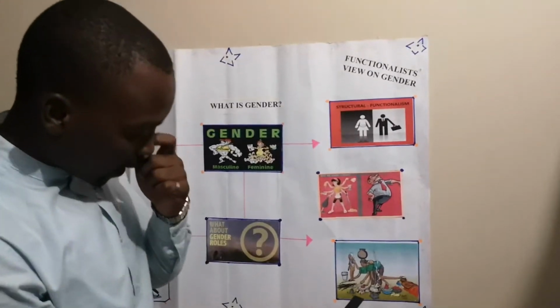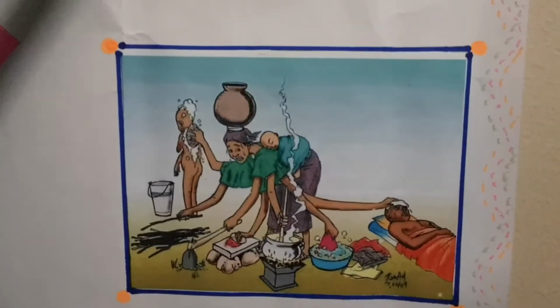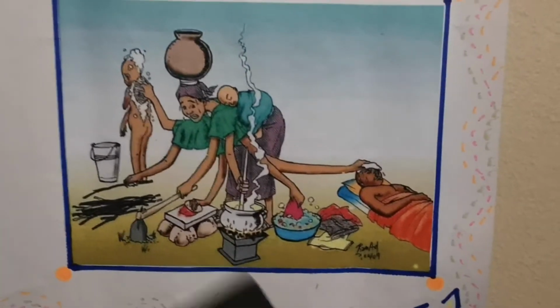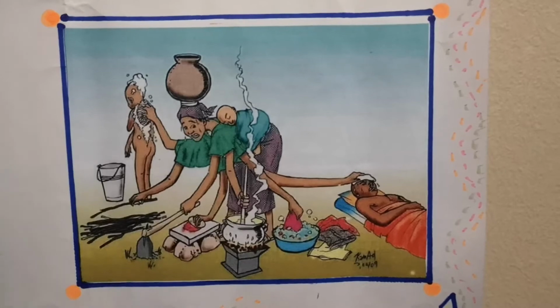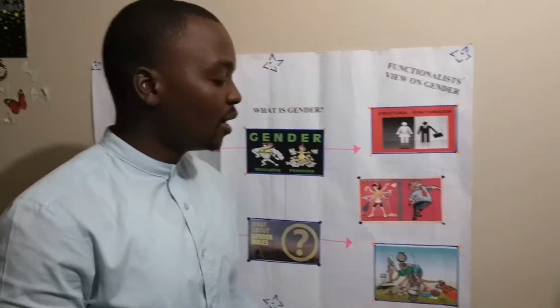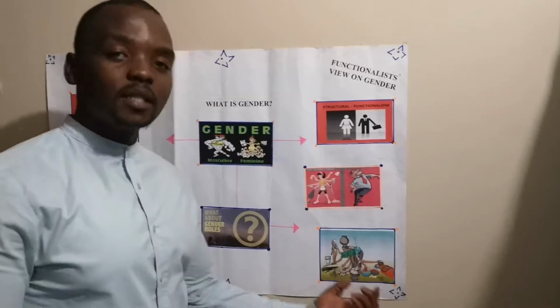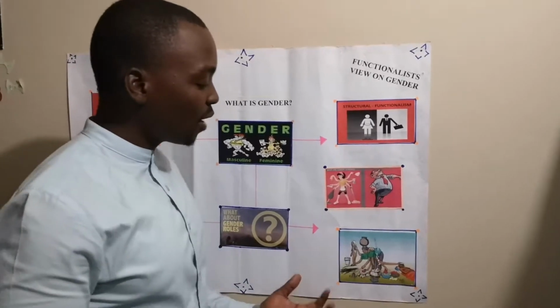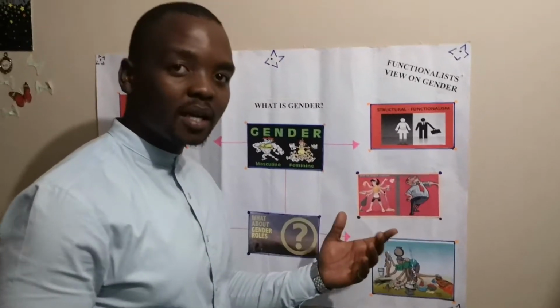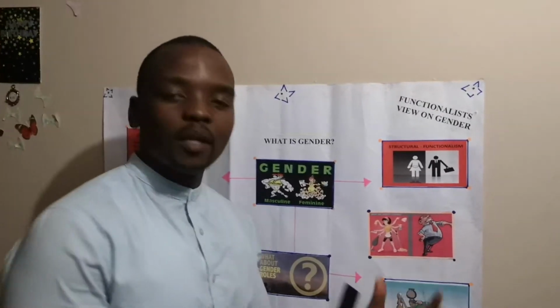The last picture there is also another emphasis on what I've just mentioned, whereby you find the mother performing her duties as a woman, and the father, unfortunately, is sick, and the mother is taking care of the father. That shows that the role that a mother plays is vital. Also, the role that a father plays is vital in the maintenance of the society and running of the family as a whole.